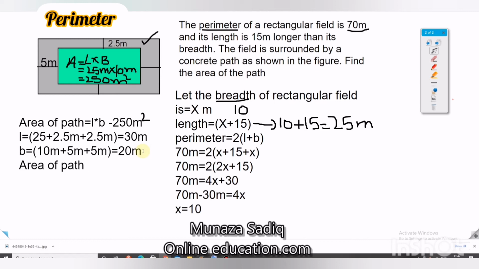So area of path is equal to length multiplied by breadth, 30 meter multiplied by 20 meter is equal to 600 square meter.